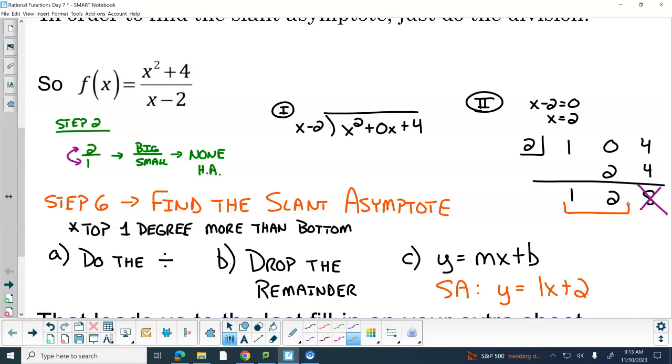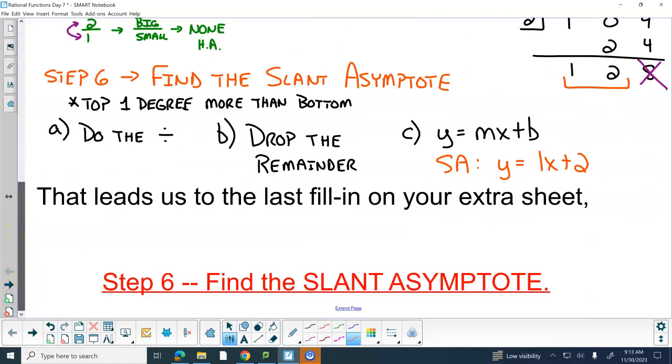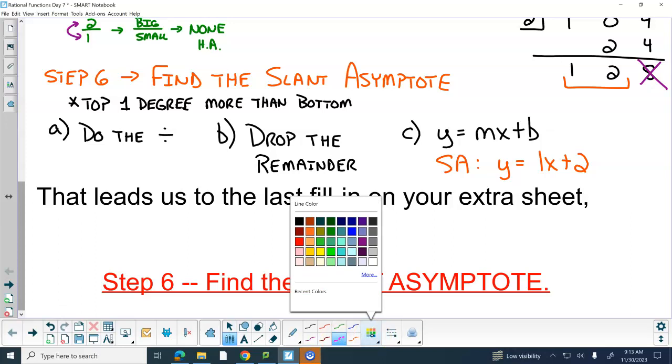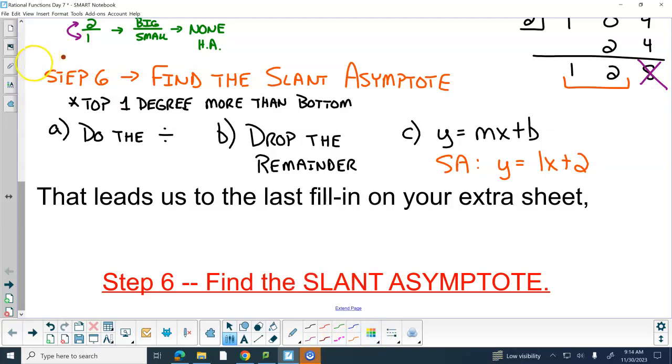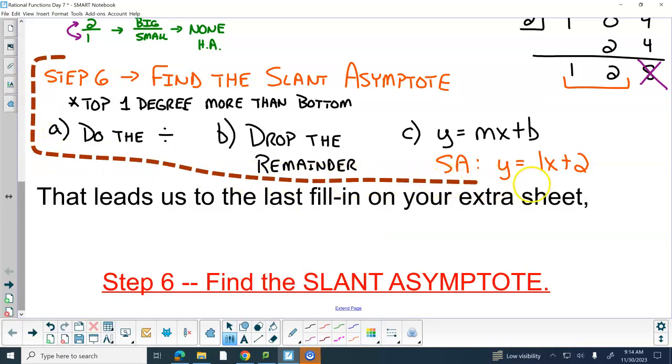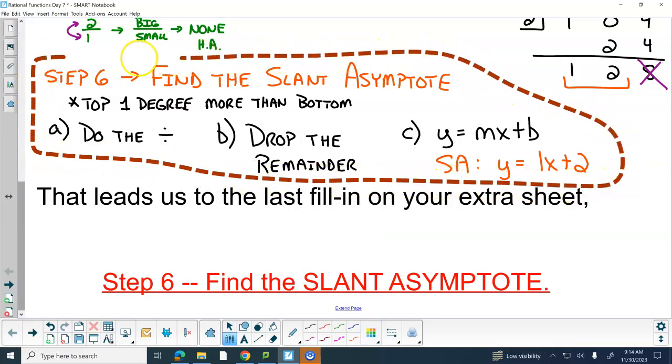Slant asymptotes are like horizontal asymptotes. We can cross them. We learned yesterday that we were able to cross a horizontal asymptote. The only one that we can't cross is the vertical asymptote. So that is the last step.